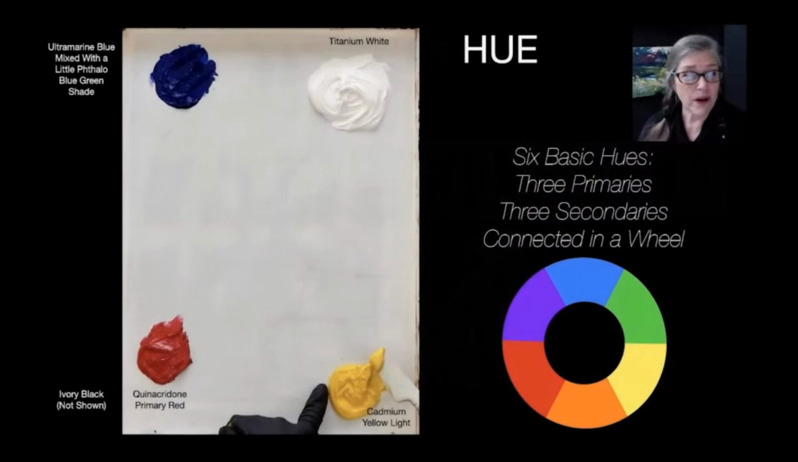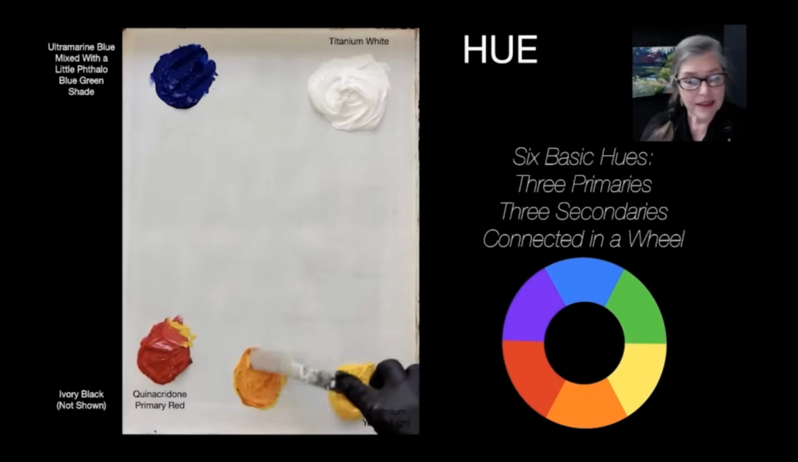This is how I organize my palette in a really simple, limited palette. You can create your 6 basic hues using this limited palette. In acrylic, these are ultramarine blue that I mix with a little bit of phthalo blue-green shade, quinacridone primary red, and cadmium yellow light.